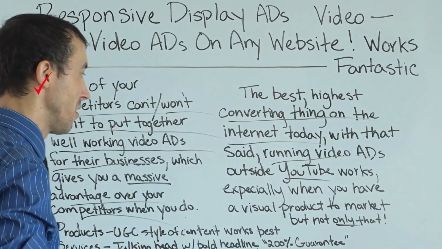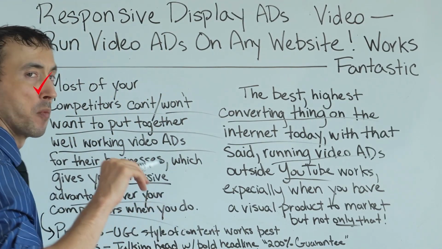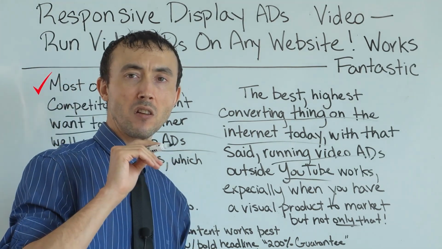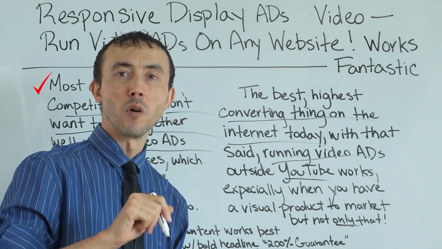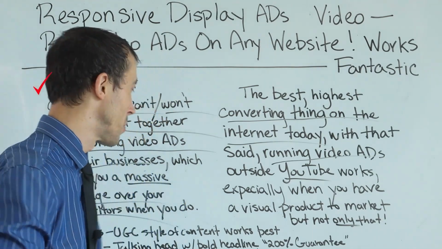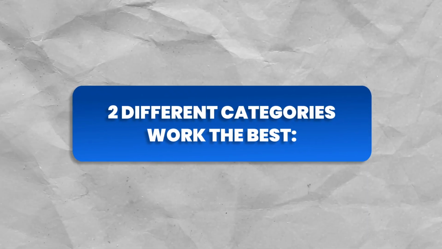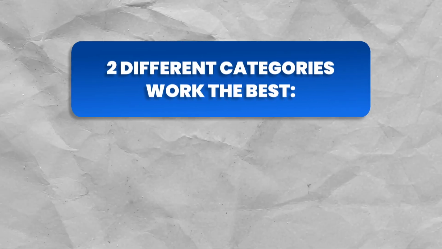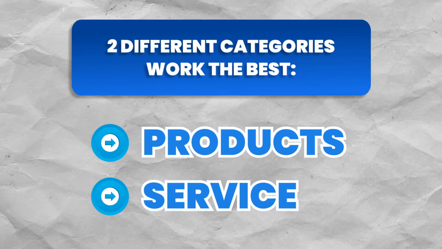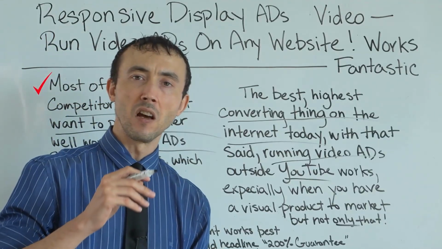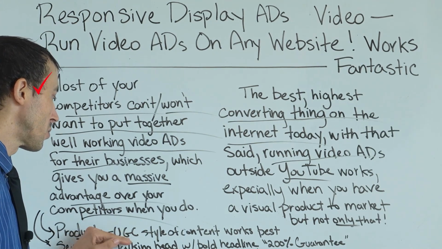So with that said, if I'm running responsive display ads and I want to put together a highly converting campaign, specifically being able to leverage the video component that is optional with responsive display ads, I break the strategy down into two different things that work the best for each of these categories. That is products and services. If I'm marketing a product, I'm going to do one thing. If I'm marketing a service with these video ads that are going to be attached to a responsive display ad, I'm going to do another. And that is starting with products.